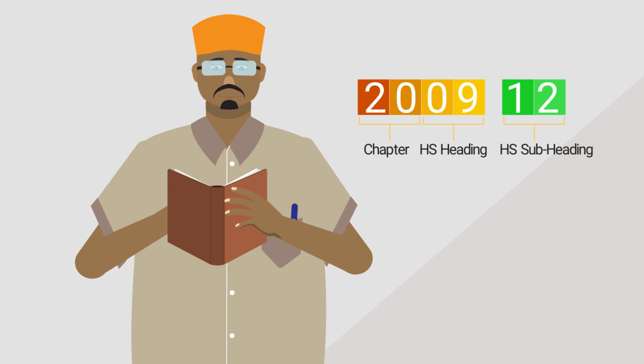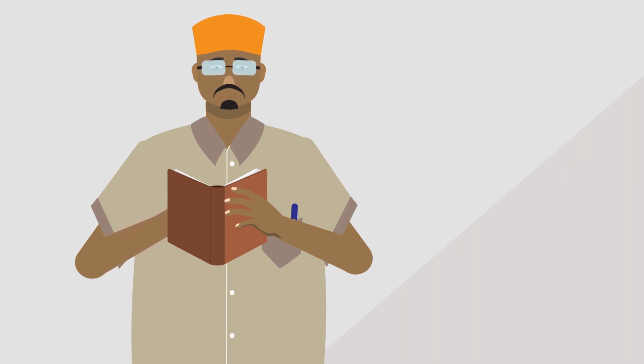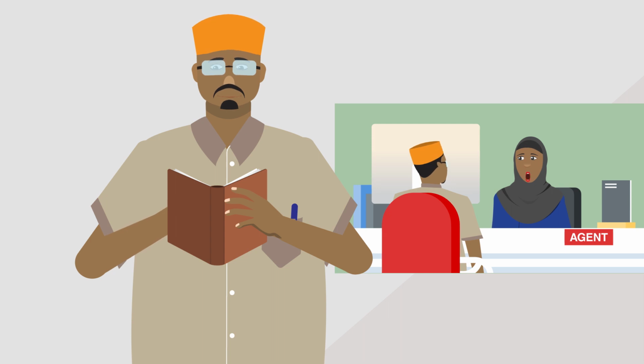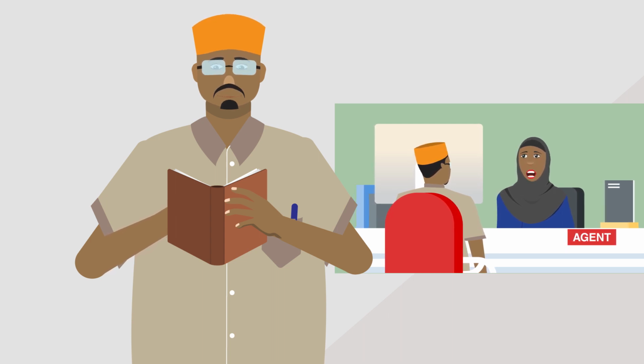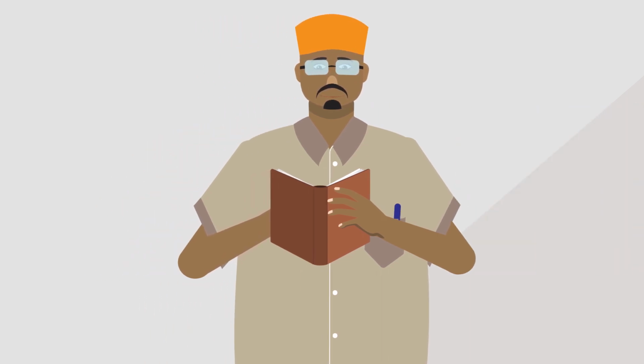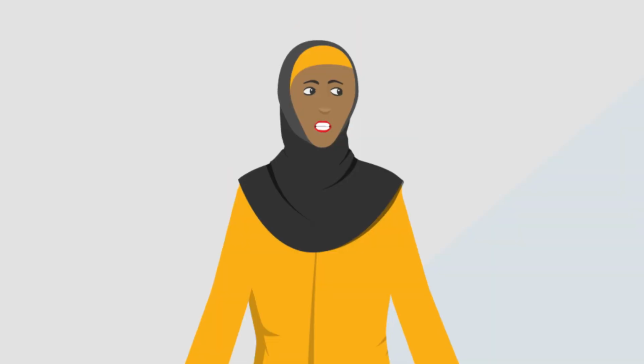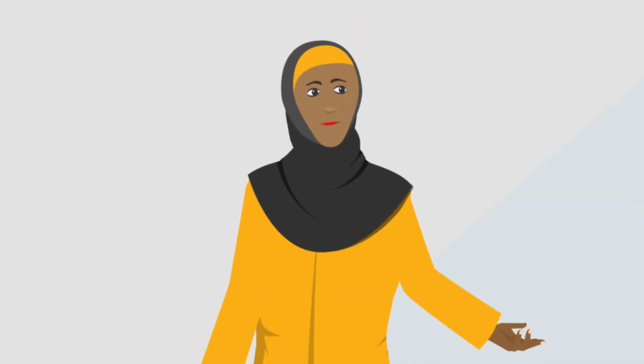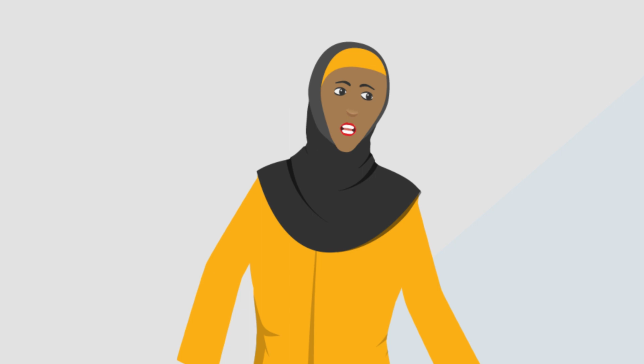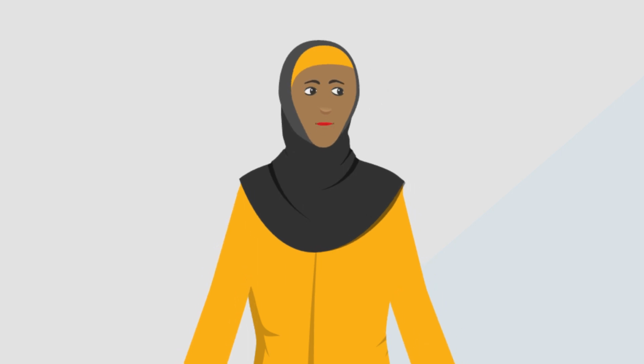For each of your goods, look up their heading and subheading code and make a note of it. If you are not sure, contact your broker or clearing agent who will be able to advise you. It could also be on the export documents. Later, when you are completing your SOMSAD online, you can easily refer to your commodity codes.